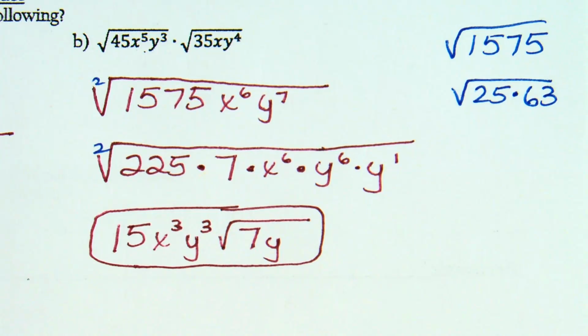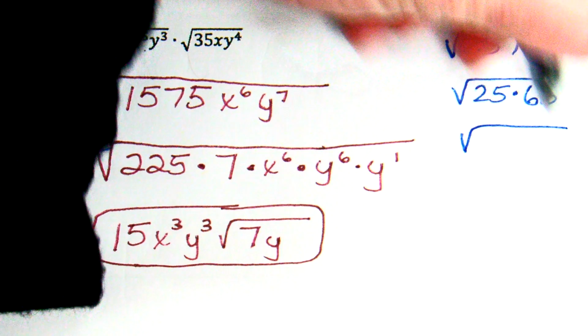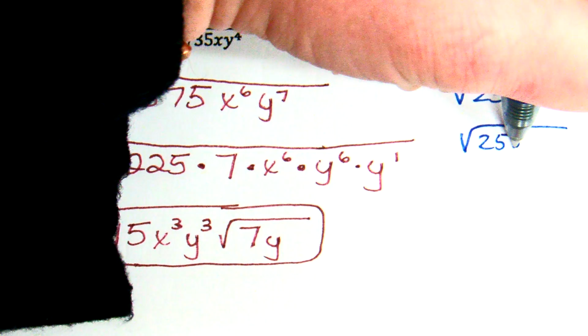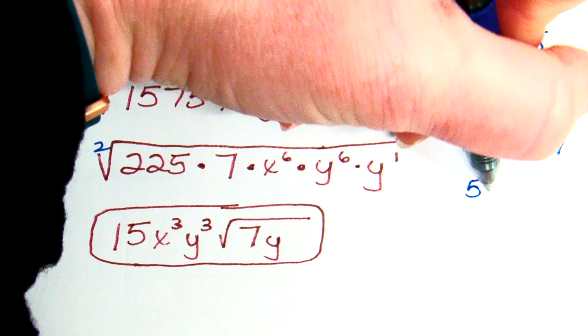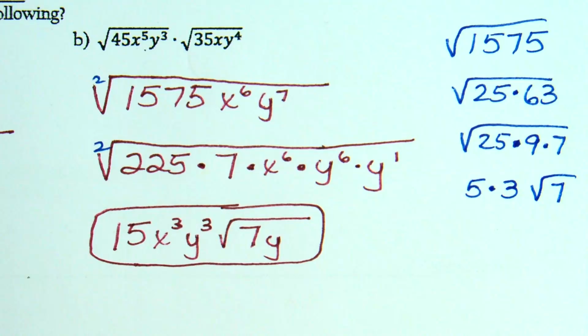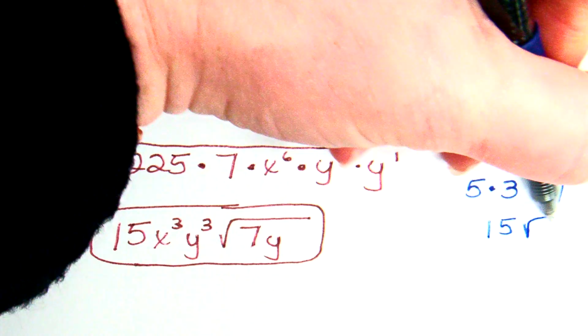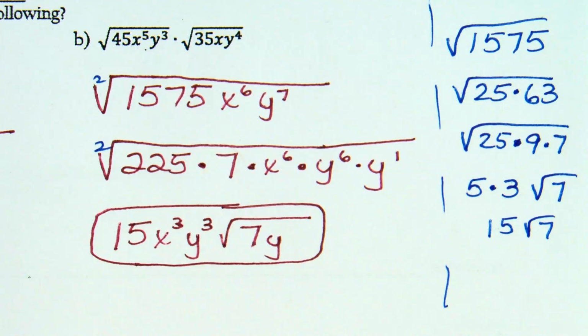63 has what in it? Another perfect square. Another perfect square, right? 63 divides by 9. And so what you could do is you could break this up again so that 25 is 25. 63 is 9 times 7. And so do you see where this is going? Square root of 25 is 5. Square root of 9 is 3. Square root of 7 stays square root of 7. And so then this is 15 square root of 7.